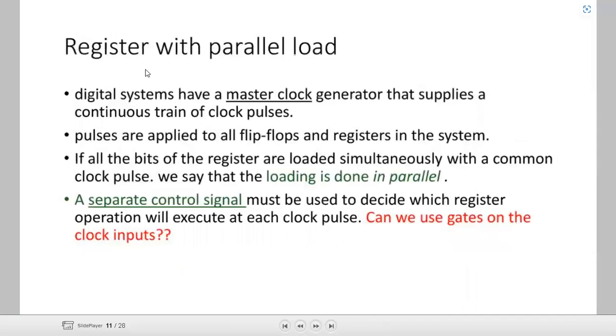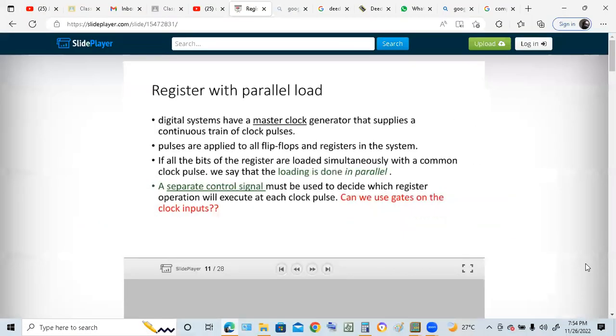All right. Register with parallel load. A digital system has a master clock generator that supplies a continuous chain of clock pulses. In other words, when you have a computer, if you put a keyboard or a mouse, you see a little silver, shiny thing. Let me see if I can go online and show you how the clock looks in the computer.